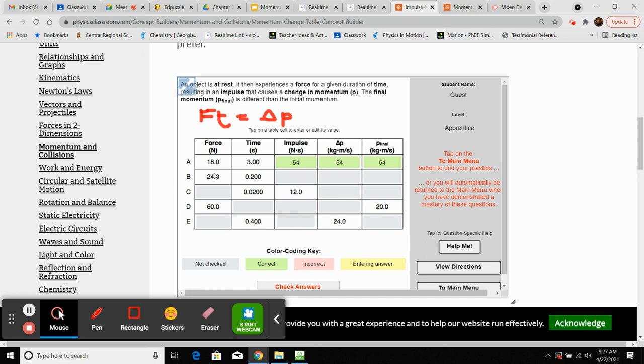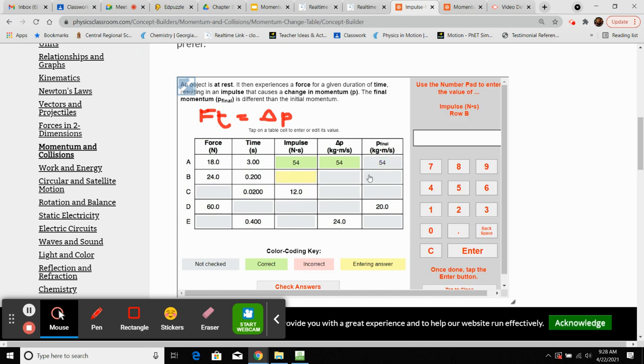What is 24 times 0.2 equal? 24 times 0.2 is 4.8, which means my change of momentum is going to be 4.8. And if I was originally at 0, boom. Okay, what about this one? Can I figure this one out?